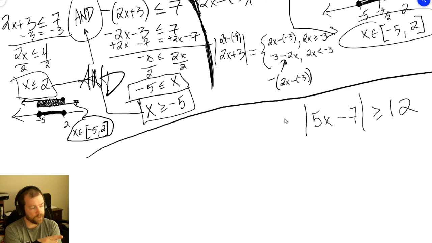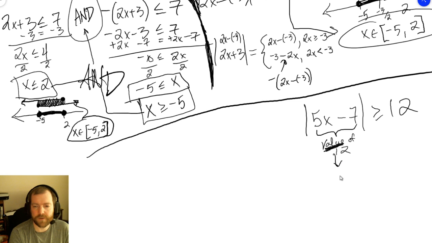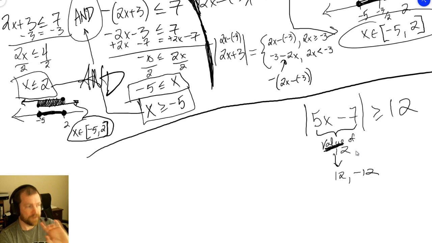So the critical points that you're looking at are when the inside of the absolute value must have a value of 12. Well, if it must have a value of 12, what numbers have a value of 12? That's either going to be 12 or negative 12. Then you add 7.